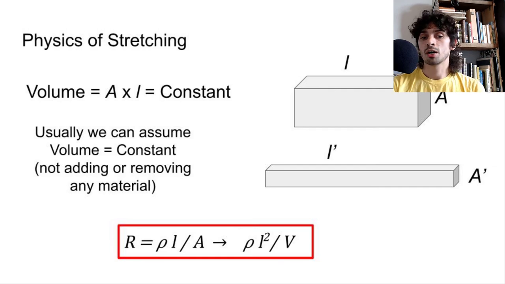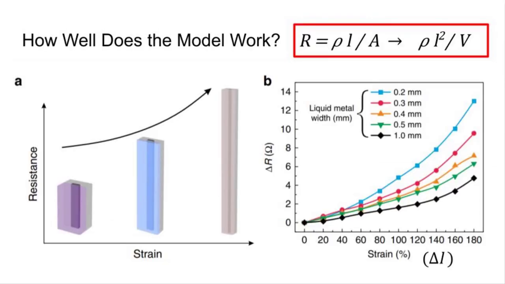Okay, so let's test this model now. What these researchers do is they measure the change in resistance versus the strain, which is pretty much proportional to the change in length of these liquid metal wires. And it looks pretty good to me. It's not a straight line. It's got some curvature to it. So it seems to work appropriately. So the more you stretch it, the higher the resistance is, and so the more heating you're getting. So awesome, we understand it.